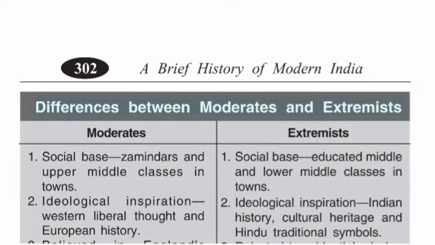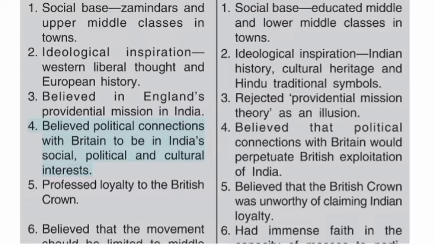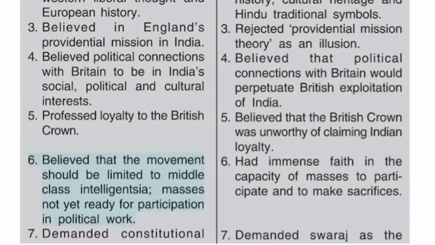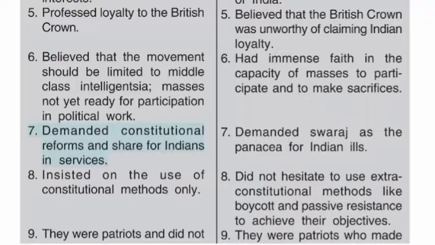Differences between moderates and extremists. Moderates: 1. Social base, zamindars and upper middle classes in towns. 2. Ideological inspiration, Western liberal thought and European history. 3. Believed in England's providential mission in India. 4. Believed political connections with Britain to be in India's social, political and cultural interests. 5. Professed loyalty to the British Crown. 6. Believed that the movement should be limited to middle-class intelligentsia, masses not yet ready for participation in political work. 7. Demanded constitutional reforms and share for Indians in services. 8. Insisted on the use of constitutional methods only. 9. They were patriots and did not play the role of a comprador class.